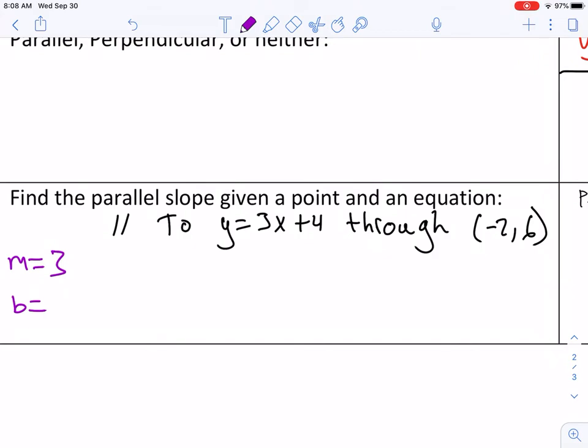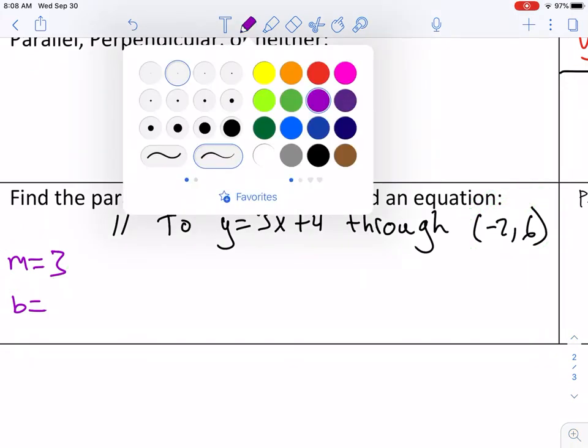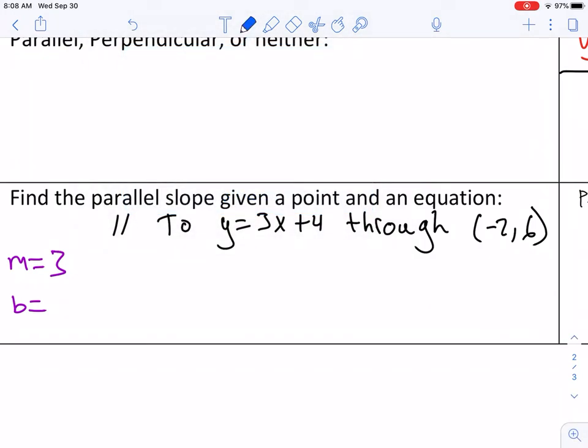We could use point-slope form. We have a point, and we have a slope, so we could absolutely use point-slope form. In fact, I'm going to, just so that you can see it. The other way would be to plug into slope-intercept form and solve for b. But I'm just going to use point-slope form. I have a point. I have x and y. I'll call them x1, y1, and I have my m. So point-slope form is y minus y1 equals m times x minus x1.